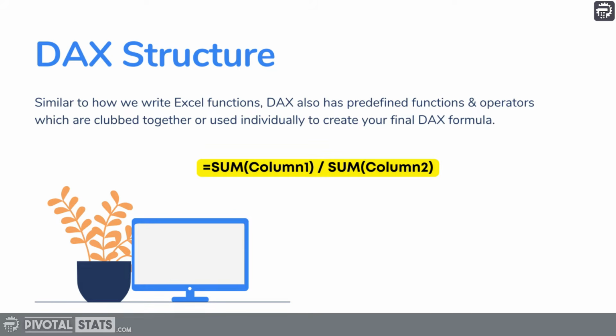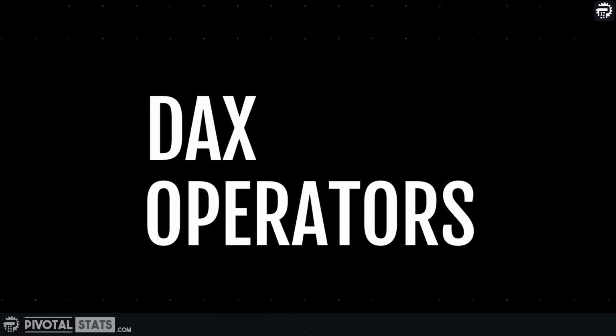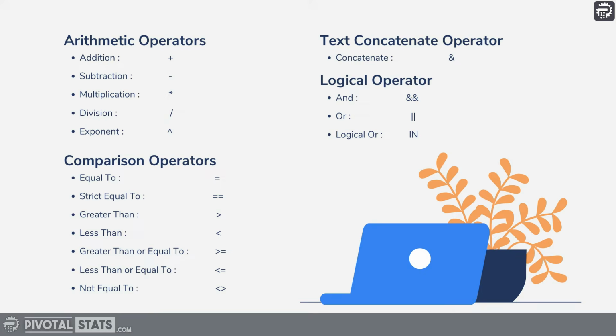Now, since we're talking about operators, it's important to know the list of operators that are used in DAX. So here is a list of operators that are used in DAX. On a high level, we have arithmetic operators, comparison operators, text operators, and logical operators.